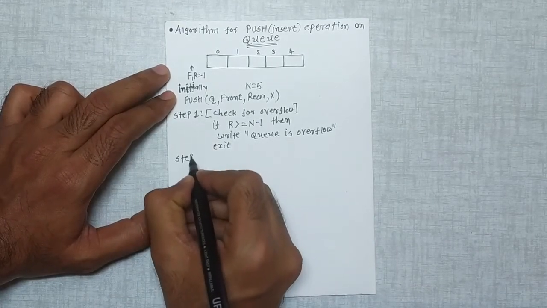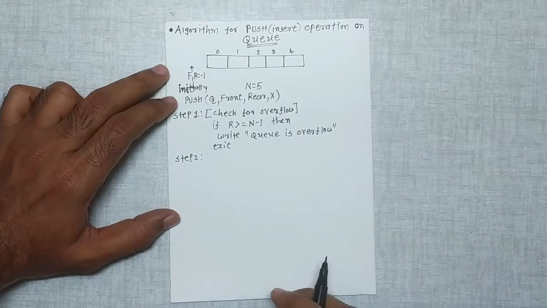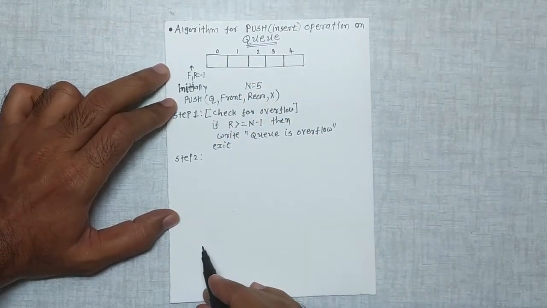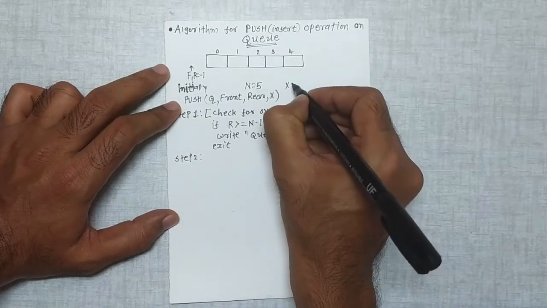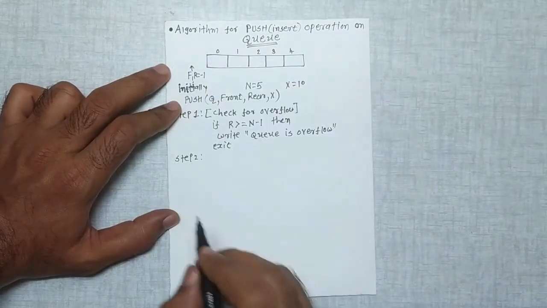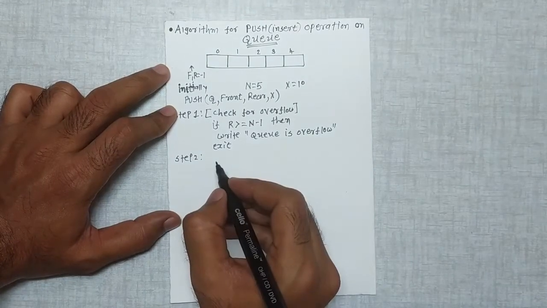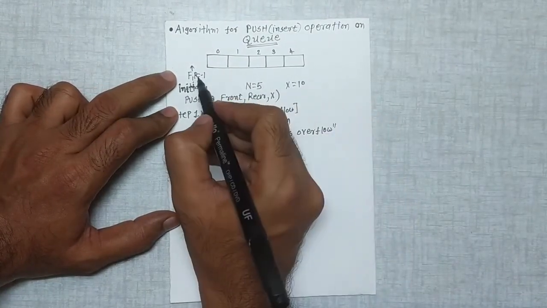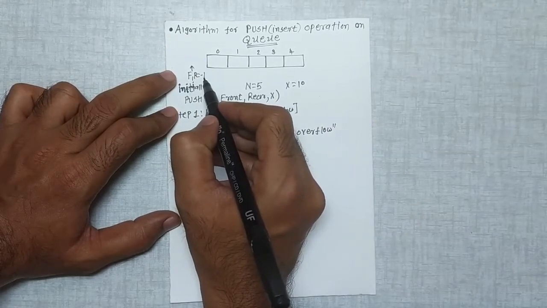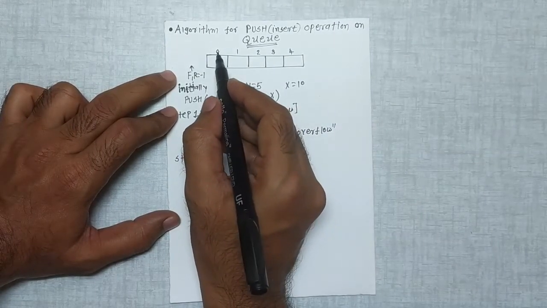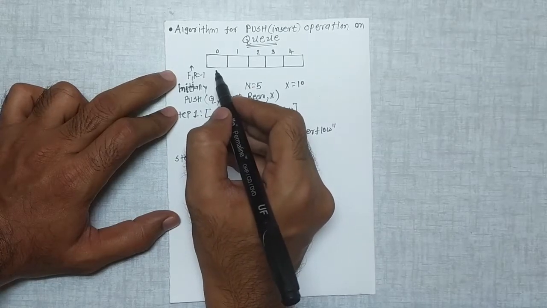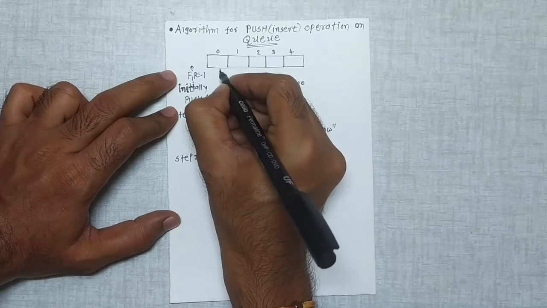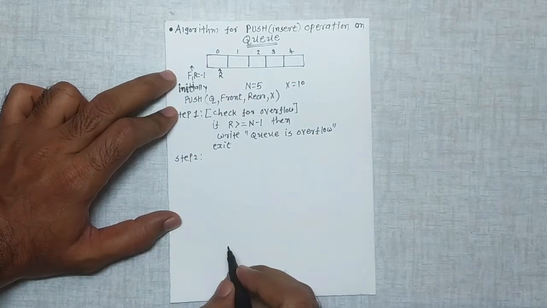Now if the queue is not overflow, we can perform the insert operation. Here we will take the value of x equal to 10 to insert in this queue. To perform the insert operation, initially r is pointing to -1. If we want to put it at place 0, we need to increment our rear pointer. So now our rear pointer is pointing to this position.